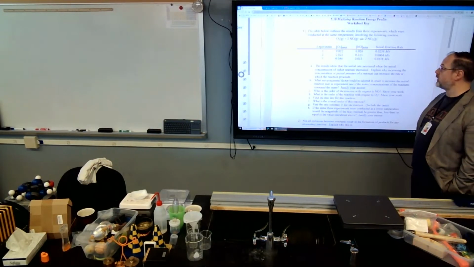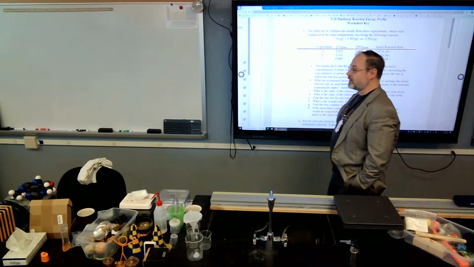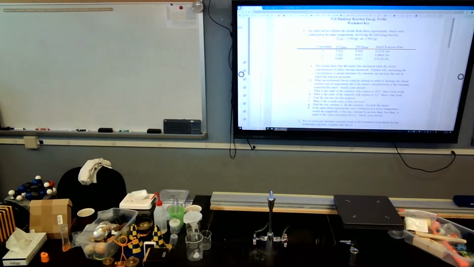I'm going to ask for a volunteer. How would you answer A? We all know the prompt is true. It's giving us the prompt, but how would you explain it in terms of the particle model?